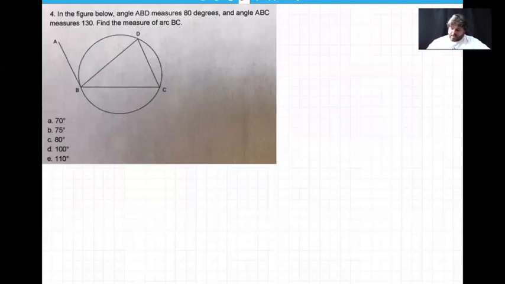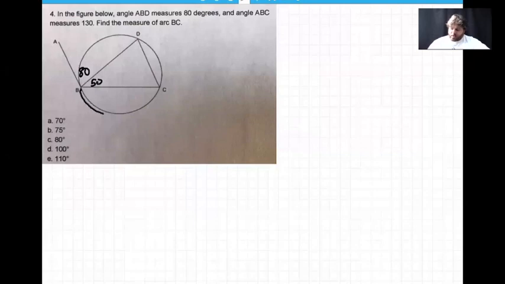So what do they tell us? They say angle ABC is 130. So ABC, this whole thing is 130. And angle ABD, which is this little piece, measures 80. So what that really means is this is 80 and this has to be 50, because the whole thing is 130, okay? Okay, so we're trying to find arc BC.